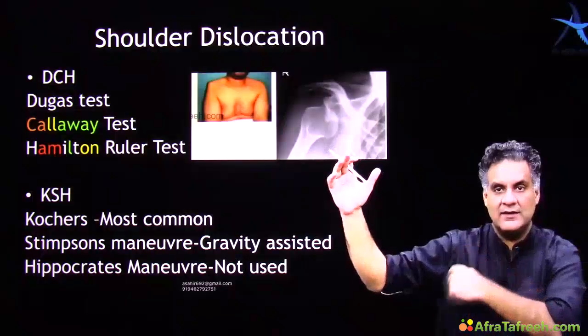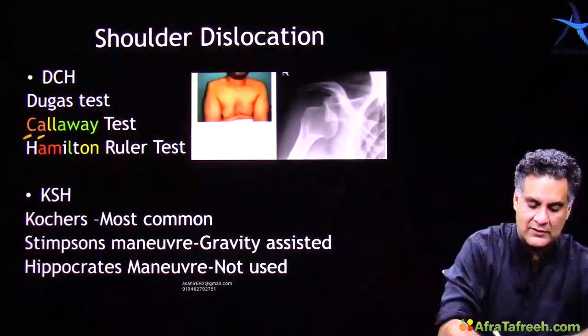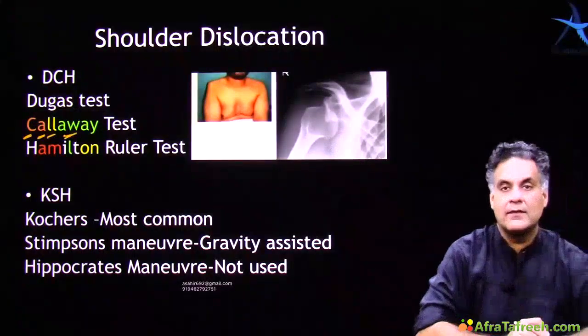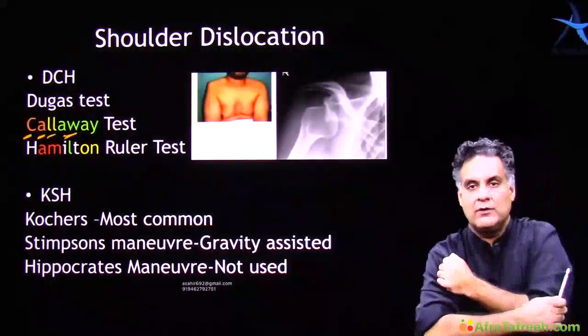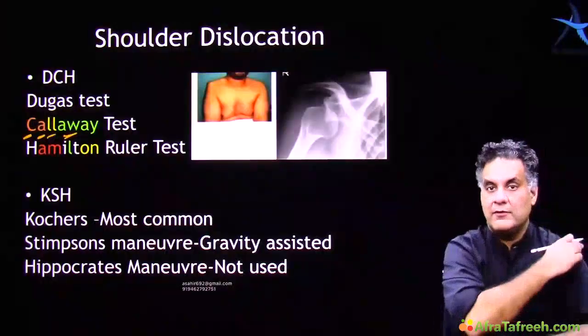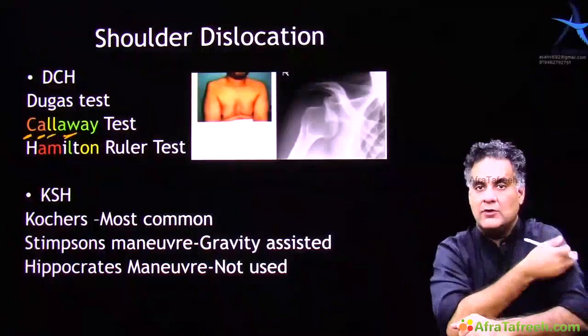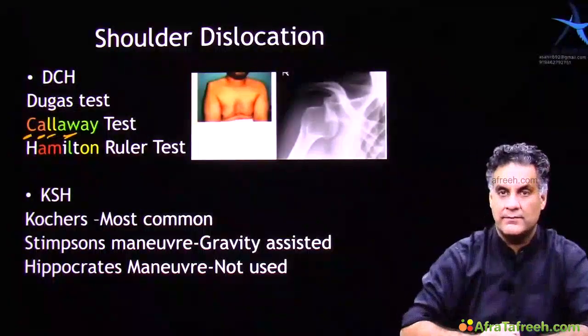Callaway's test is increase in the circumference of the axilla. Remember the first two alphabets. Circumference of the axilla lengthens when the head is away. And when you place a ruler over the lateral epicondyle, it should be away from the acromion. If it touches both points, the acromion and lateral epicondyle, it means the contour of the shoulder is gone and you are able to touch it.